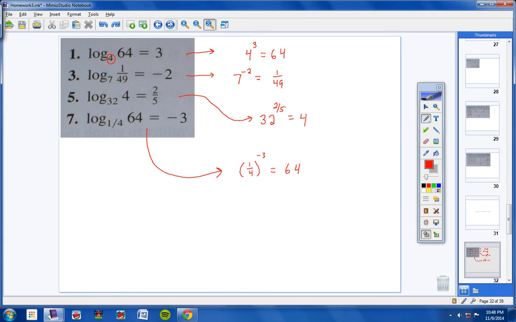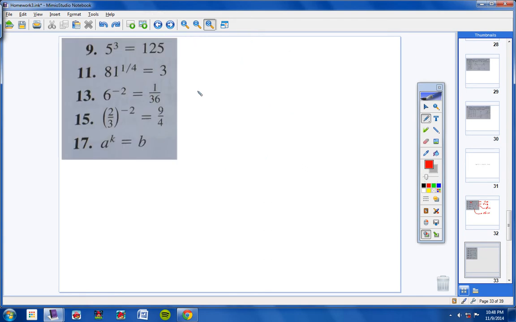Okay, moving on. Numbers 9 through 17. These are in exponential form. We're going to write them in logarithmic form. So here we go. Okay, put the word log. Here's your base 5. Put the base right here. Here's the number all by itself. That's your argument. And then your exponent goes over here by itself. There we go. Piece of cake.